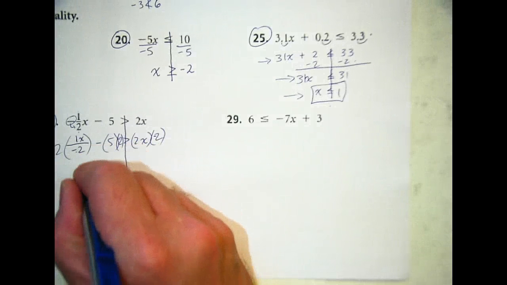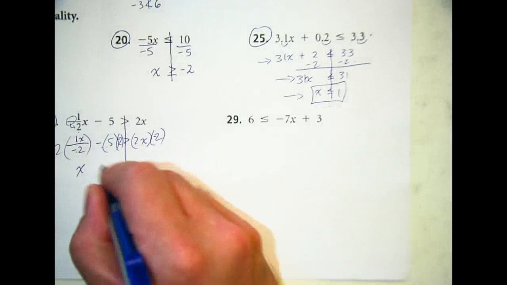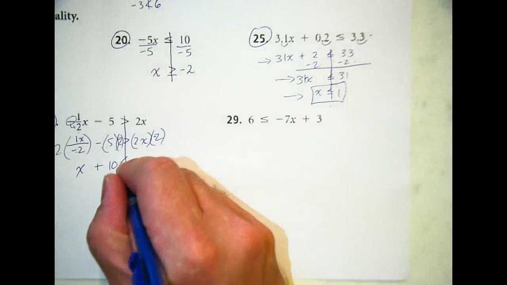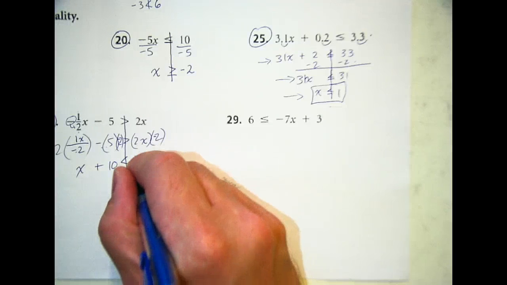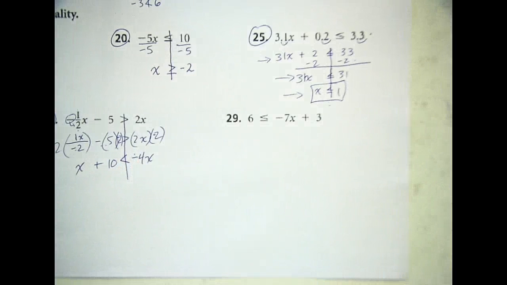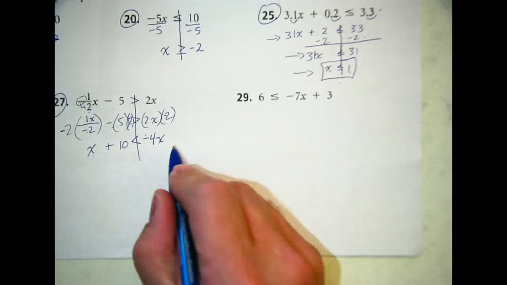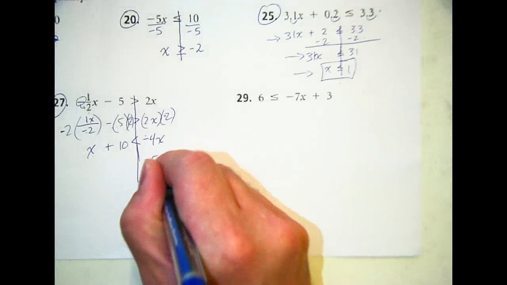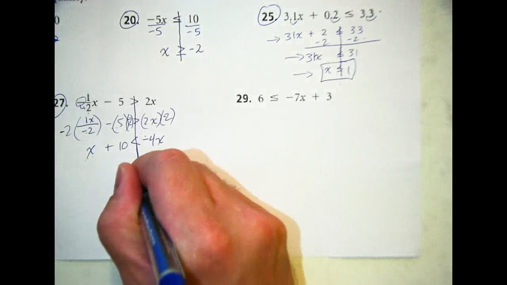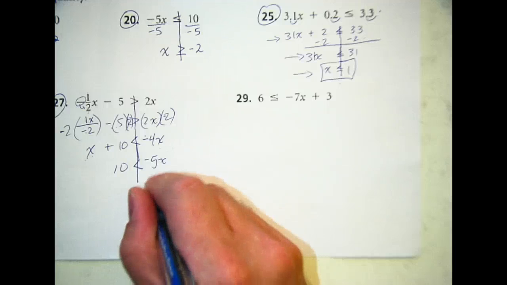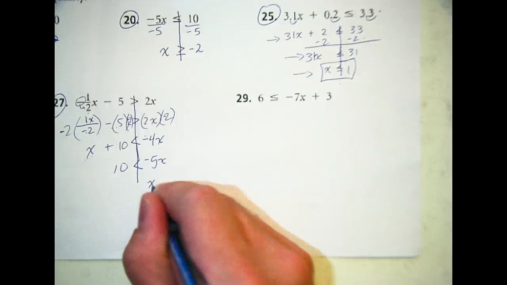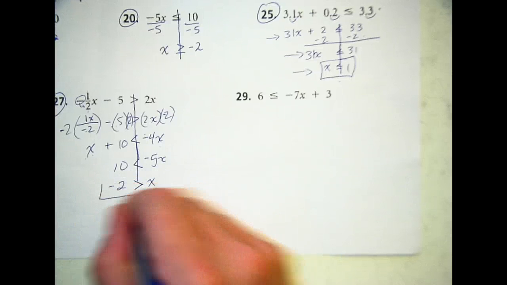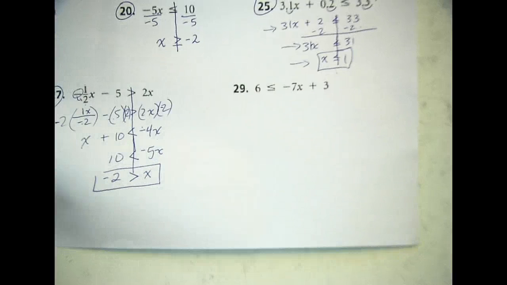It gives me positive x. Negative 5 and negative 2 is positive 10. What happens with the sign when I multiply by a negative? Flips. Negative 4x. Now you don't have to do it this way. Collect all your variables on one side. I'm going to move that over. I get negative 5x now by subtracting x on both sides. And then divide by a negative again. X is, we flip that sign, negative 2. Negative 2 is greater than x, or x is less than negative 2.